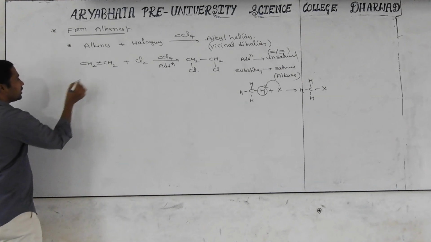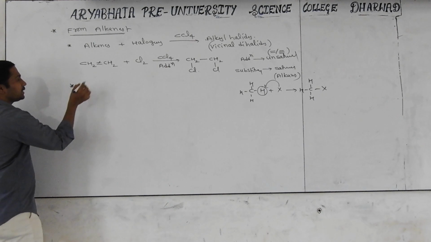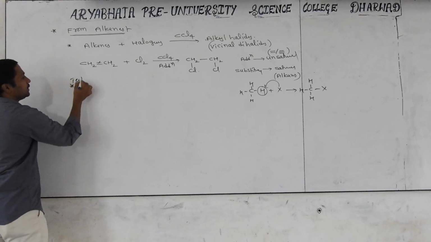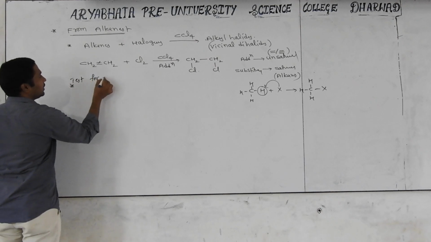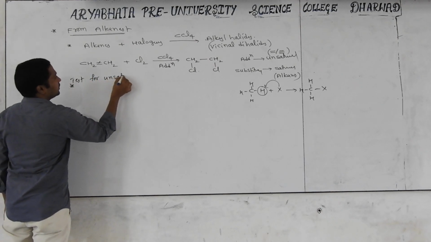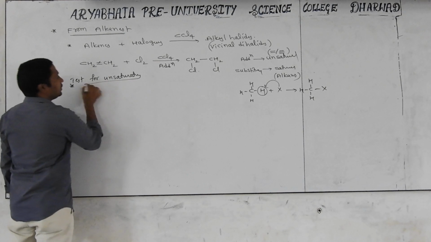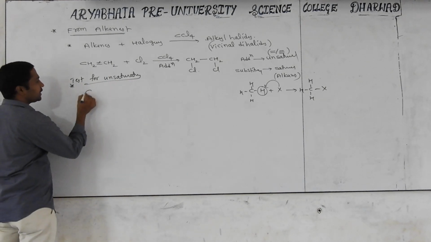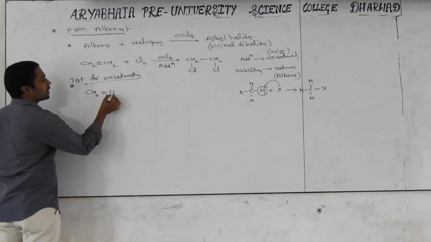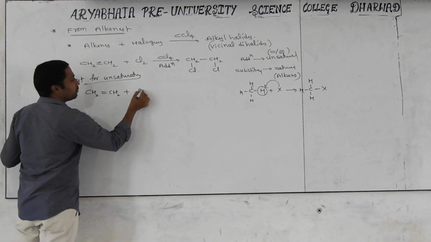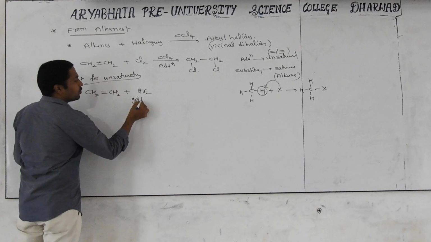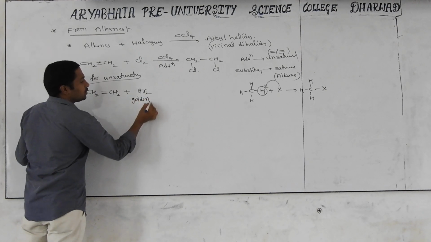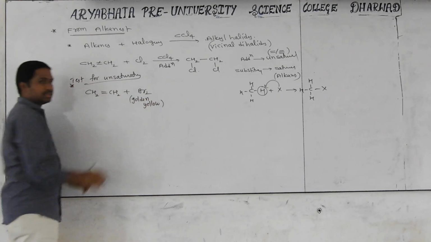Okay, now I will give you one important thing. It is the test for unsaturation. It comes in bio questions in the practical examination. Test for unsaturation: you take, for example, one unsaturated organic compound. To that you add bromine liquid. Actually it is a golden yellow colour liquid.